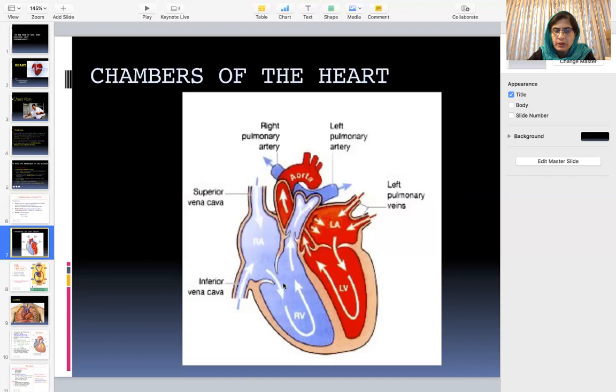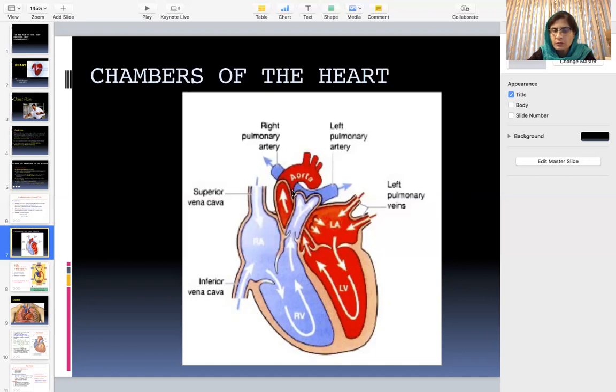Now the deoxygenated blood from the right atrium enters into the right ventricle, and from the right ventricle through the pulmonary artery, it is pumped to the lungs for oxygenation. So just like the veins, these are the arteries which are the exception. Usually arteries carry oxygenated blood, but the right and left pulmonary arteries carry deoxygenated blood to the lungs for oxygenation.